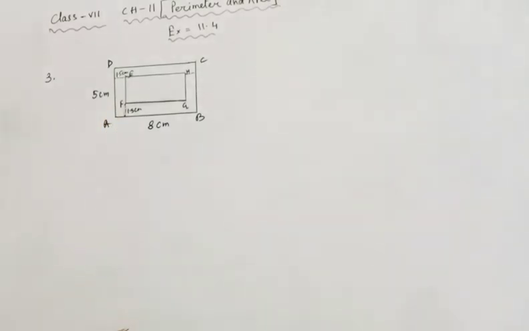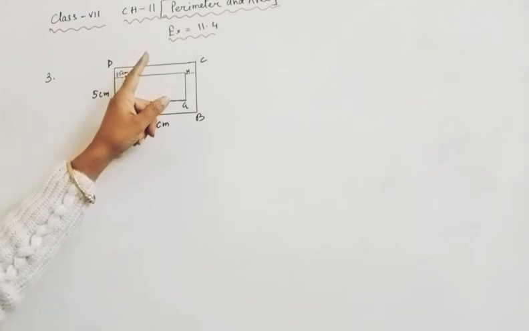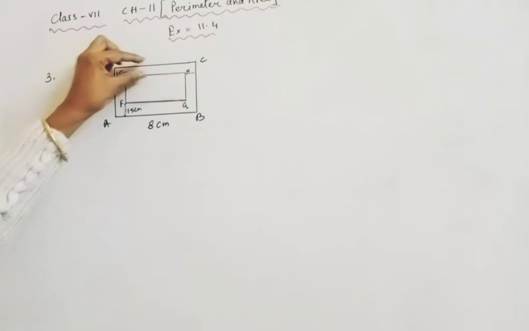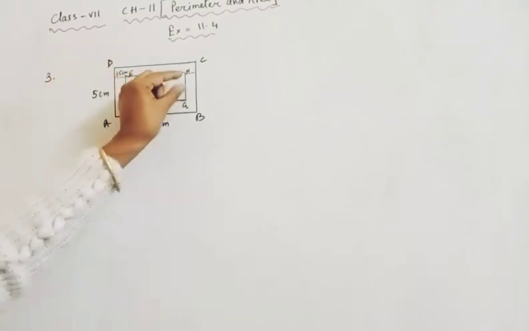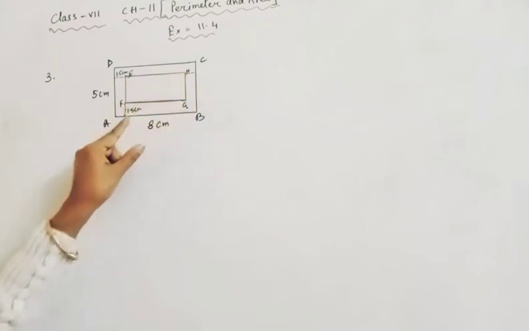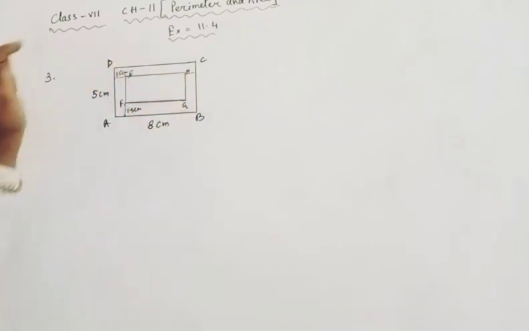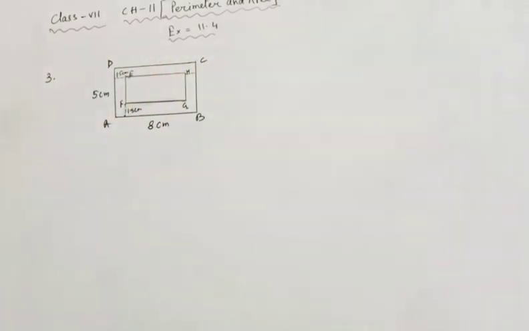and there is a margin of 1.5 centimeter along each of its sides. Find the total area of the margin. So you have to find the total area of the margin. 1.5 centimeter from this side, 1.5 centimeter from this side, 1.5 centimeter from the bottom, and 1.5 centimeter from the top. So from the left side and from the right side, 1.5 centimeter, 1.5 centimeter.